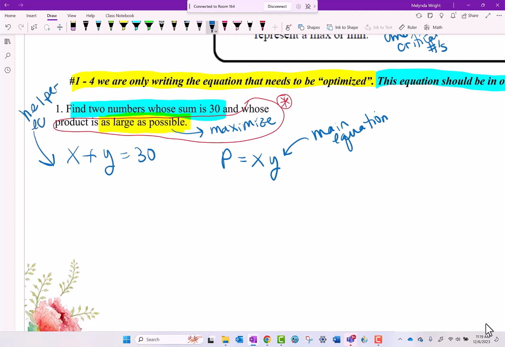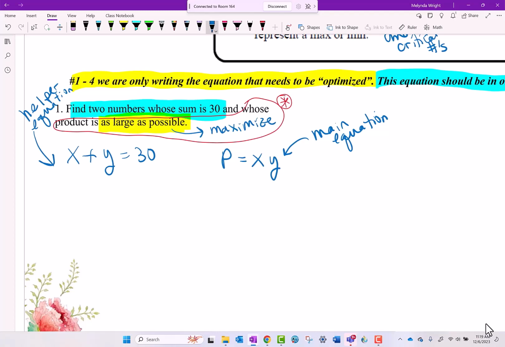It's our helper equation. We can only have one main equation, just one, and that has to do with what we're optimizing. So the other equation or equations would be called helper equations. Since our rule is to only have one variable, can we see how our helper equation would work? We would take our helper equation and solve it for either X or Y, it doesn't really matter. And then we would use that to sub into our main equation.